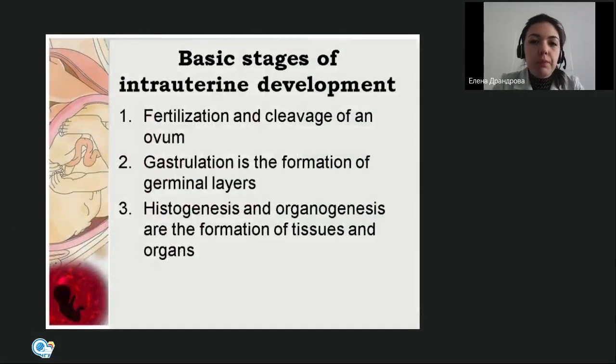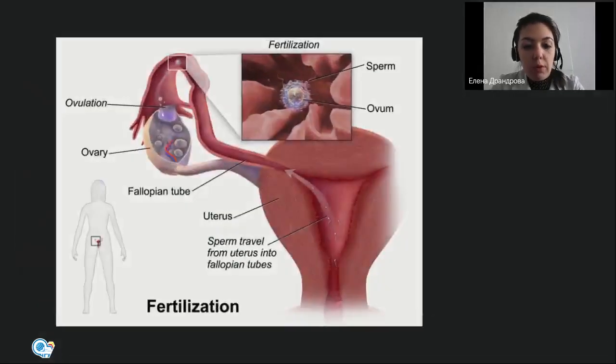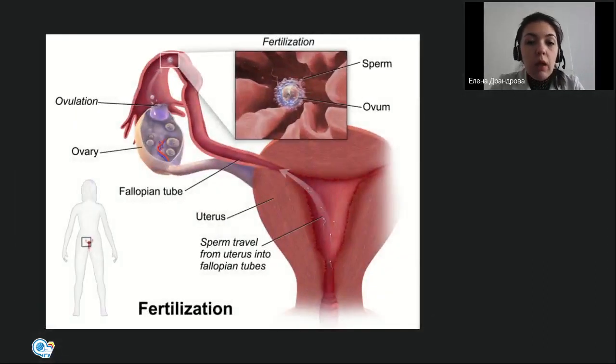The other division includes, first, fertilization and cleavage of an ovum. Then, second stage, gastrulation, that is a formation of germinal or embryonic layers. And the third stage is histogenesis and organogenesis. Histo in Greek means tissue. So histogenesis and organogenesis is the formation of tissues and organs. It's the third stage.